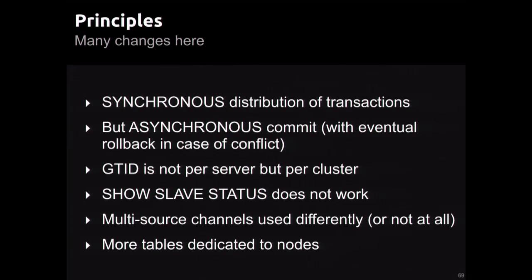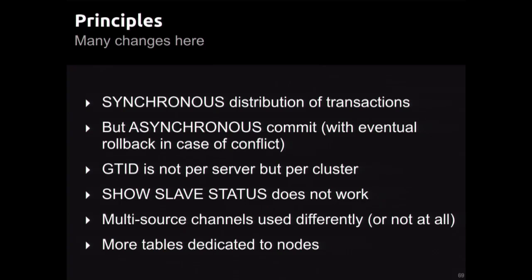Show slave status is not there anymore. So if you use group replication, show slave status, bye-bye. Multi-source channels that were used in multi-source replication are used for something different, but not to identify masters. It's logical because since we have a GTID per cluster instead of a GTID per server, also the channels are gone.